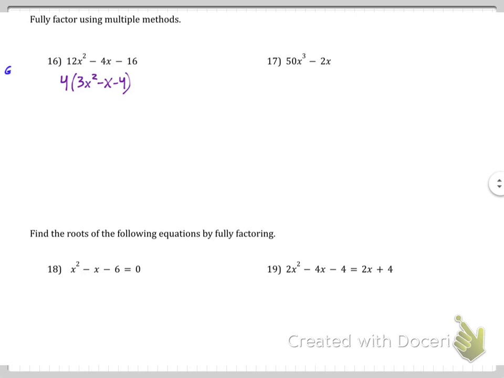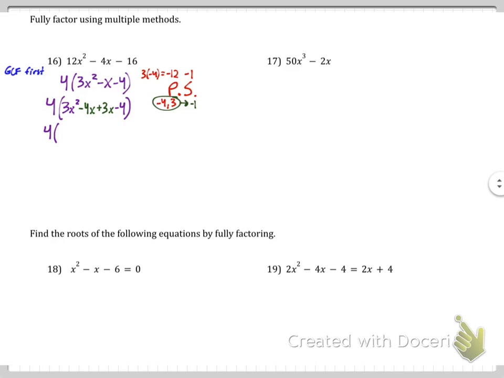Now we're going to use product sum on the inside. That was GCF first, now product sum on the inside. So we have 3 times negative 4. A times C is negative 12. That's our product, and the sum is negative 1. What multiplies to negative 12 and adds to negative 1? We get negative 4 and positive 3. So we split negative x into negative 4x and positive 3x.